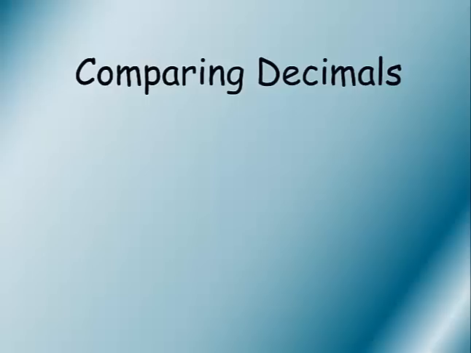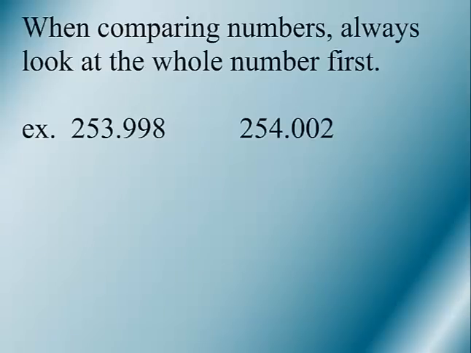Our next lesson is on comparing decimals. When comparing numbers, always look at the whole number first. Here we have a 253 and a 254. So automatically I know that 254 is larger. So 253 and 998 thousandths is less than 254 and 2 thousandths. So look at the whole numbers first because that may be very helpful.